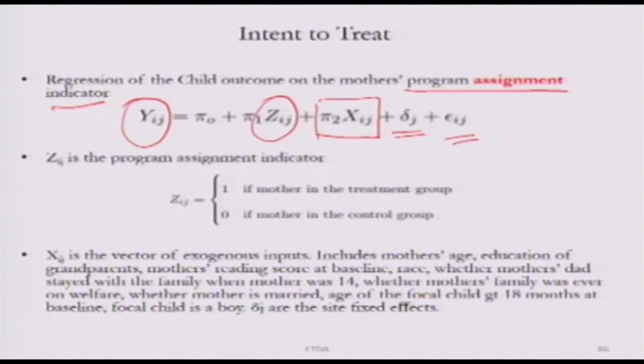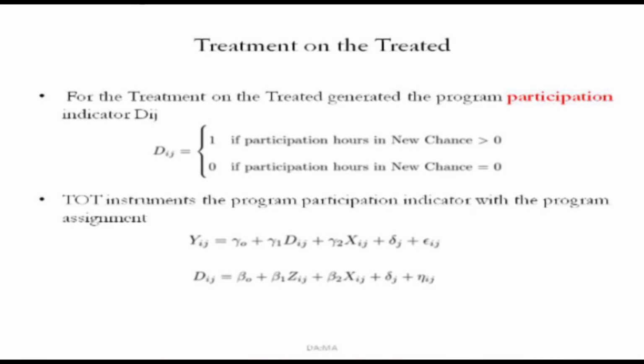So Xij is a vector of exogenous inputs, includes mother's age, education of grandparents, mother's reading score at baseline, race, etc., etc. So all possible observed variables that could be included and that potentially affects Yij are included in Xij. And the most important variable for us over here is this Zij, which is the program assignment indicator. Now what is treatment on the treated? Treatment on the treated comes from the fact that what we are interested in knowing is whether participation in the program affected children's outcomes.